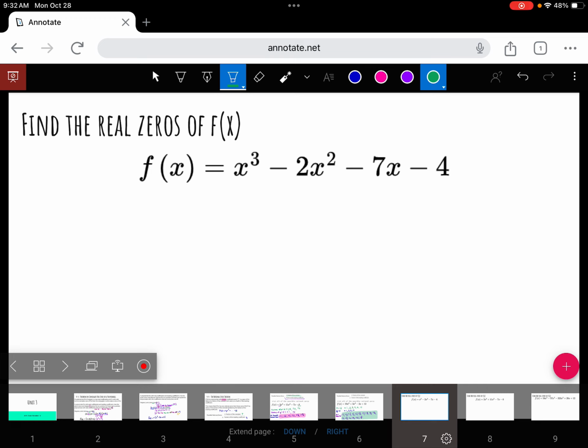What's up? Yes. If I read it wrong, then I'm sorry. X cubed minus 2x squared minus 7x minus 4.